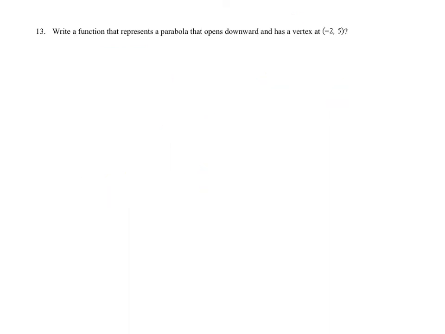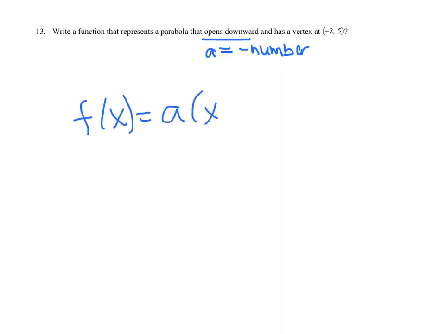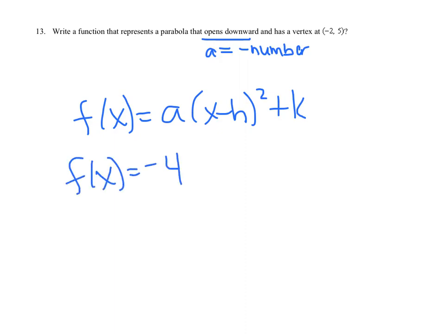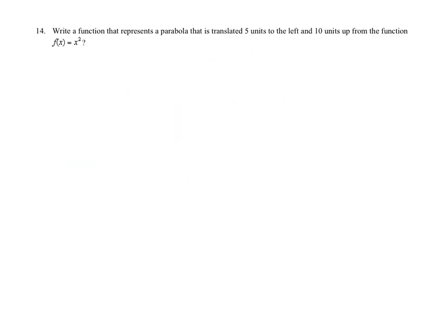Write a function that represents a parabola that opens downward, so a's got to be a negative number, and has a vertex at -2, 5. So we're going to go with vertex form. Vertex form is a times (x minus h) squared plus k. A's got to be a negative number, so pick any negative number. -4 sounds good. Then x, and I see a -2, so it's going to go in as a +2, squared. And I see a +5, and it also goes in as a +5. So there's our answer.